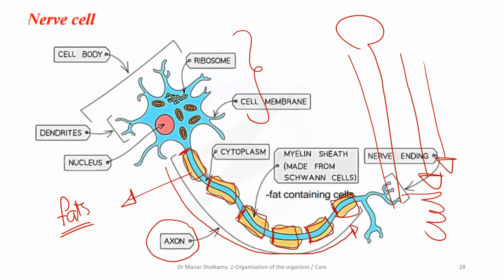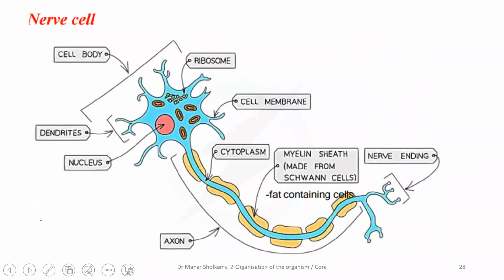Why are they important? Because the electric impulse cannot pass through these fatty cells. So the electric impulse jumps from one exposed part of the axon to the next. And of course, when the impulses jump, they will travel faster or slower? Faster. Okay. So see how this cell is so specialized?